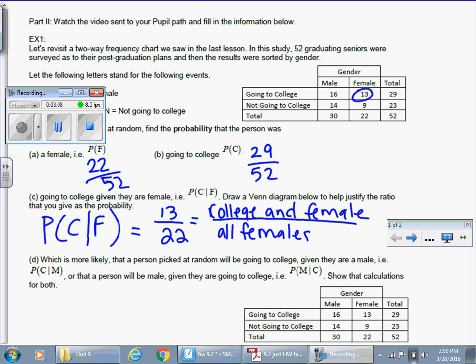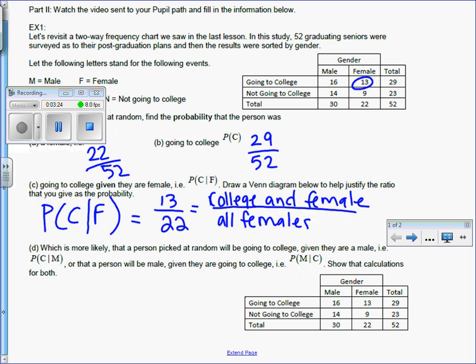Part D says, which is more likely: that a person picked at random will be going to college, given that they're a male, or will be a male given that they're going to college. So it sounds like maybe the same thing, but they are different. So let's take a look at how they're different. Okay, so the probability that they will be going to college given that they're a male.